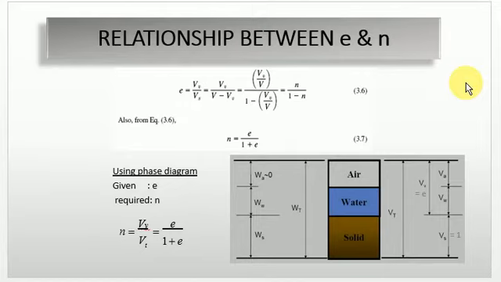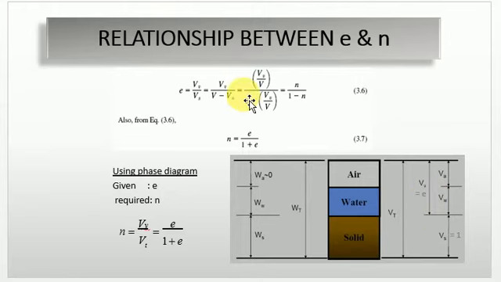The volume of solid is the total volume minus volume of void. How? Here is the total volume. Here is the volume of solids. So the volume of solids is equal to total volume minus the volume of voids.